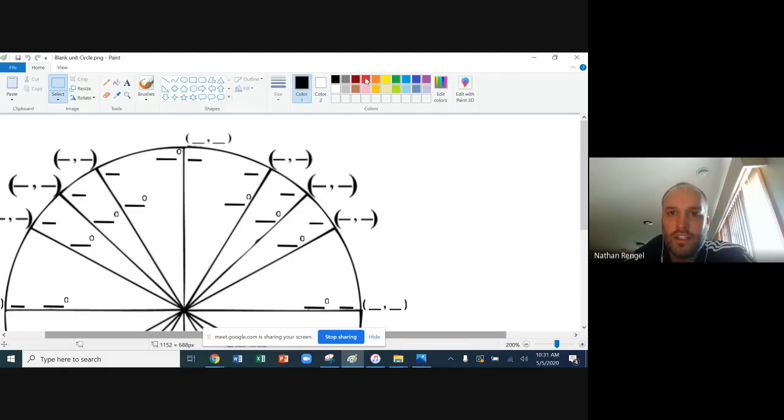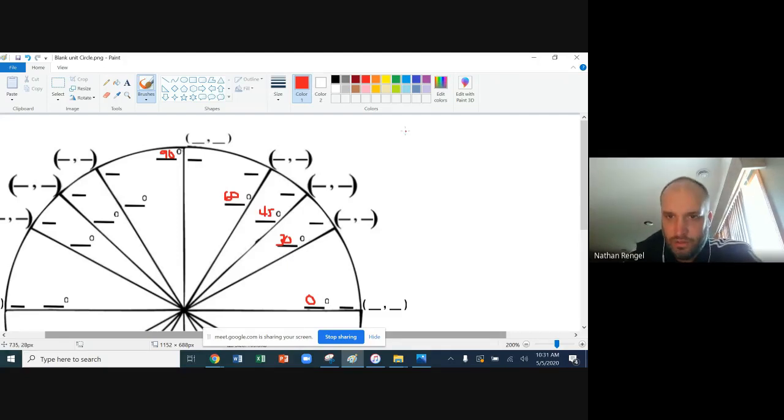So on our first day we looked at the degrees. So we had our degree measure right here would have been 0. Then we had 30, 45, and 60. And finally at the top of our unit circle that would represent 90 degrees. And there is another way to measure angles, and it's called radians. So there's two different ways to represent an angle.